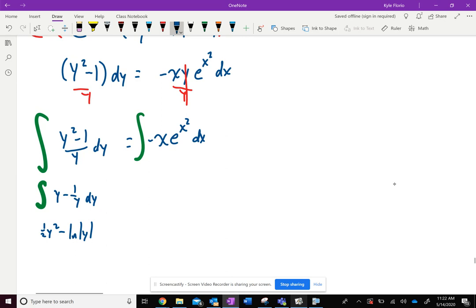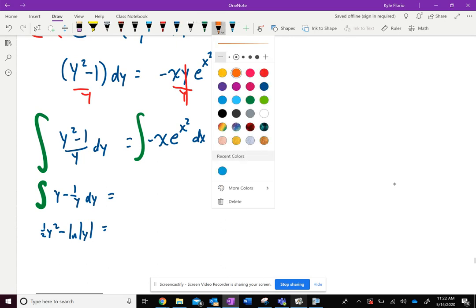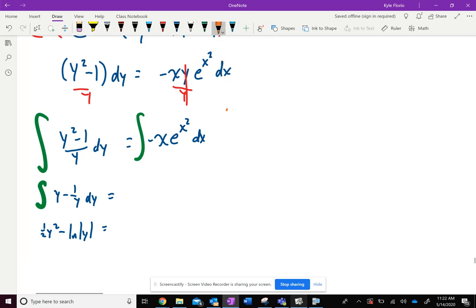And then on the right side, I'm going to need to use u substitution because I have e to the x squared, and the derivative of x squared is 2x, which is negative 2 times negative x, so we'll be able to just multiply by a constant and be okay. So let's take u to be x squared. The derivative of u would be 2x dx. If I multiply both sides by negative 1/2.